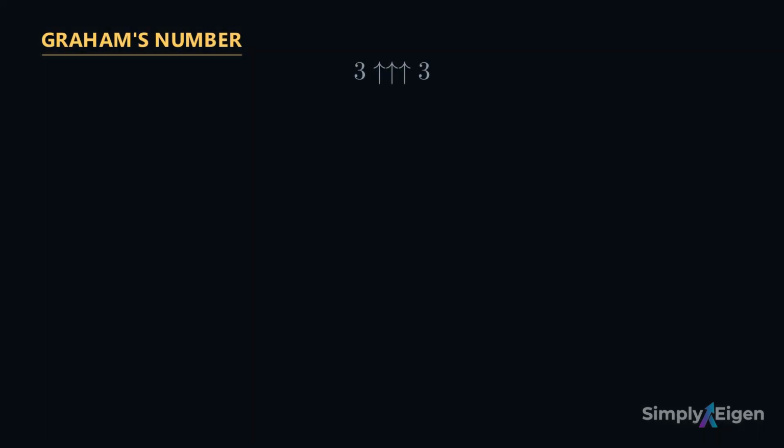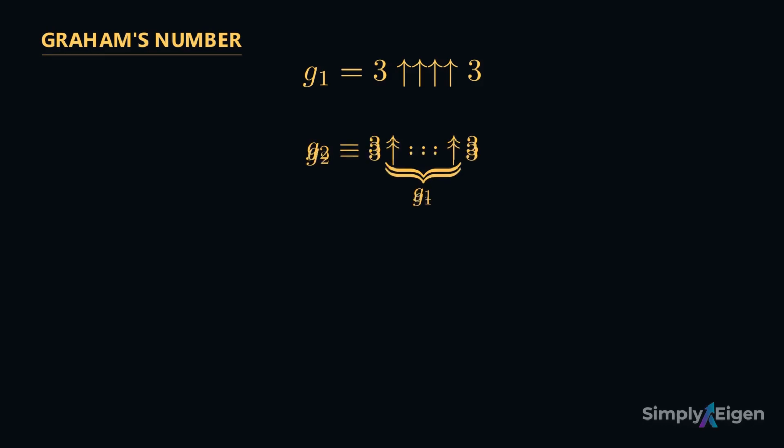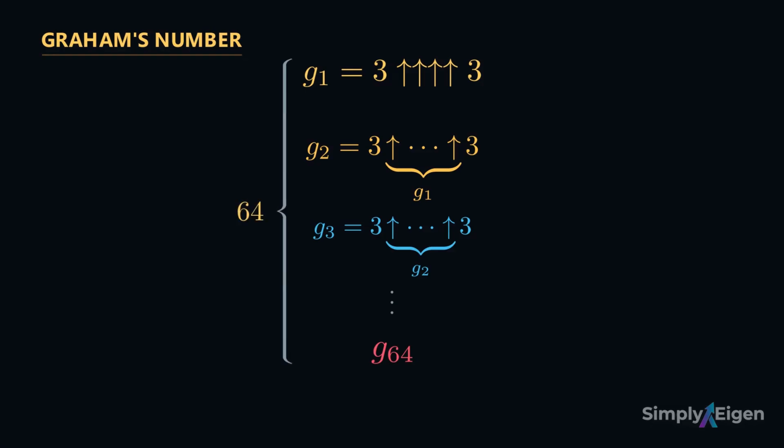Add one more arrow and you arrive at the number that made all of this famous. Graham's number begins with 3, 4 arrows, 3. Then it takes that answer and uses it as the number of arrows for the next step. Then it does that again. 64 times. There is no way to write the result down. There is only a recipe for building it.